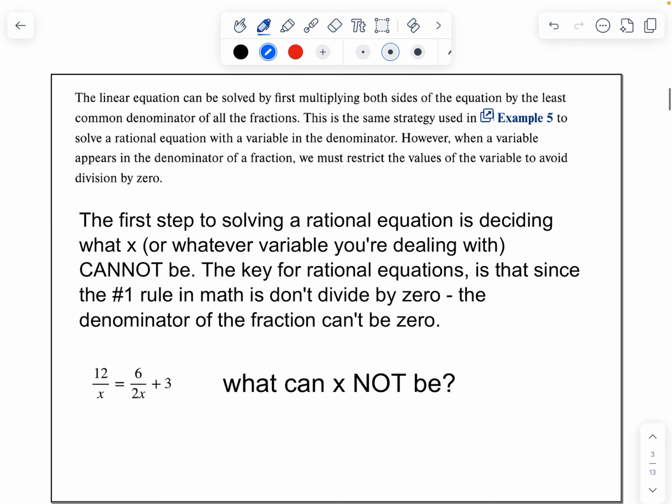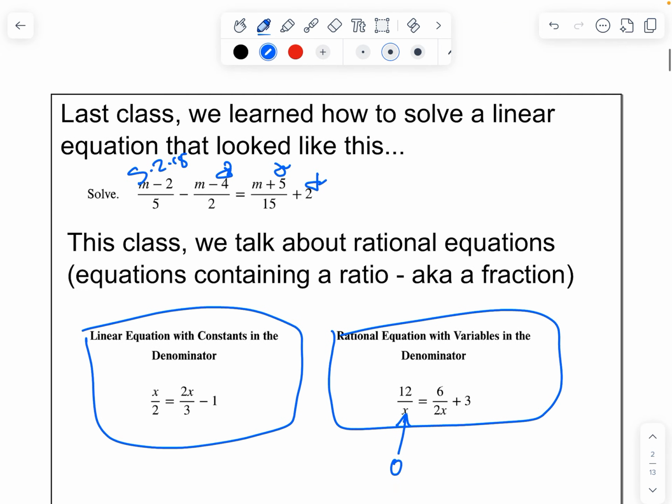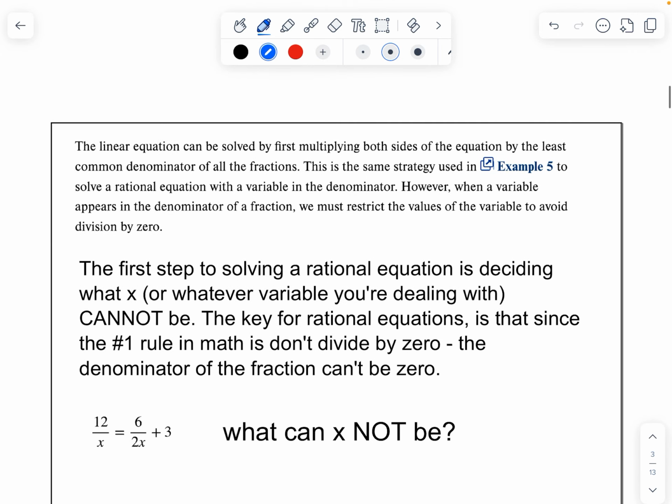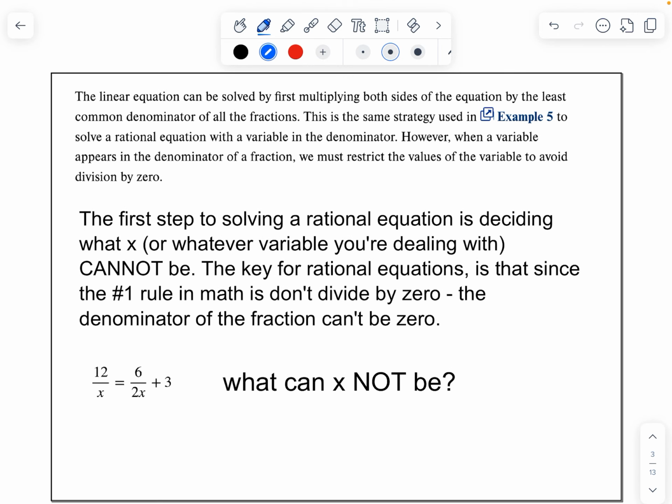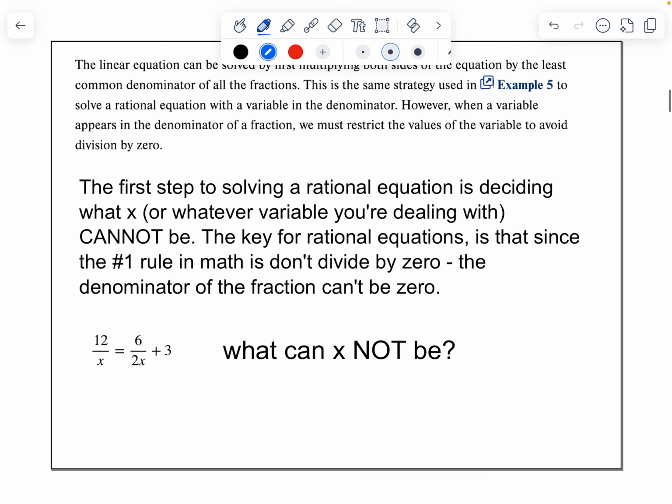A linear equation can be solved in the same way as a rational, where we're multiplying both sides by the least common denominator. In our case, we just said we're going to multiply by every different denominator. The same strategy applies to rational equations. I always say that the same strategy applies to any equation with fractions. We can clear those fractions at the beginning.